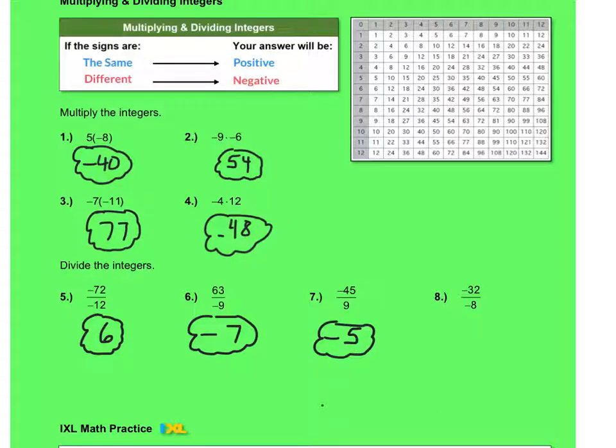Last one. Negative 32 divided by negative 8. The signs are the same, so that means our answer is positive. Use the 8 row, go over to 32, and go up, and you find out that 32 divided by 8 is 4. And it's positive because they're both negative when you're dividing, and that's the rule.